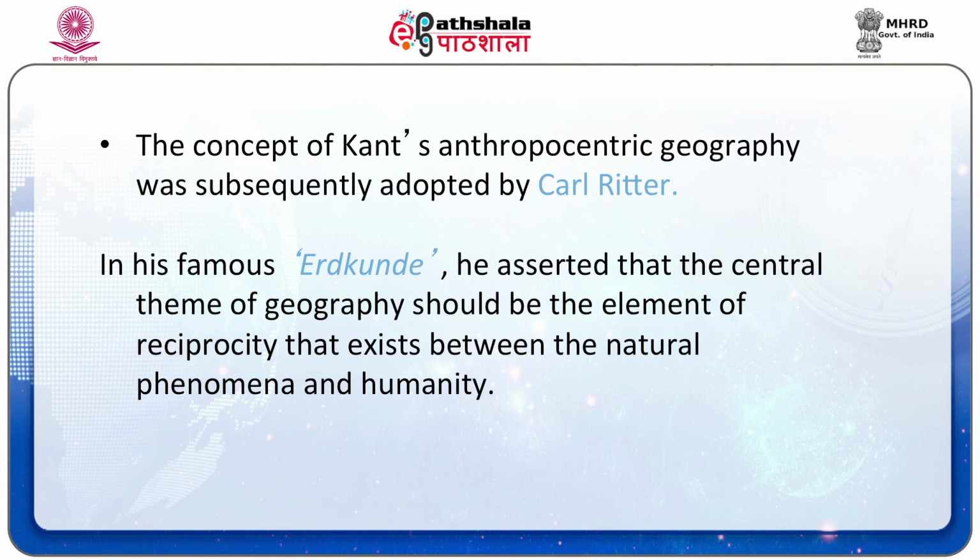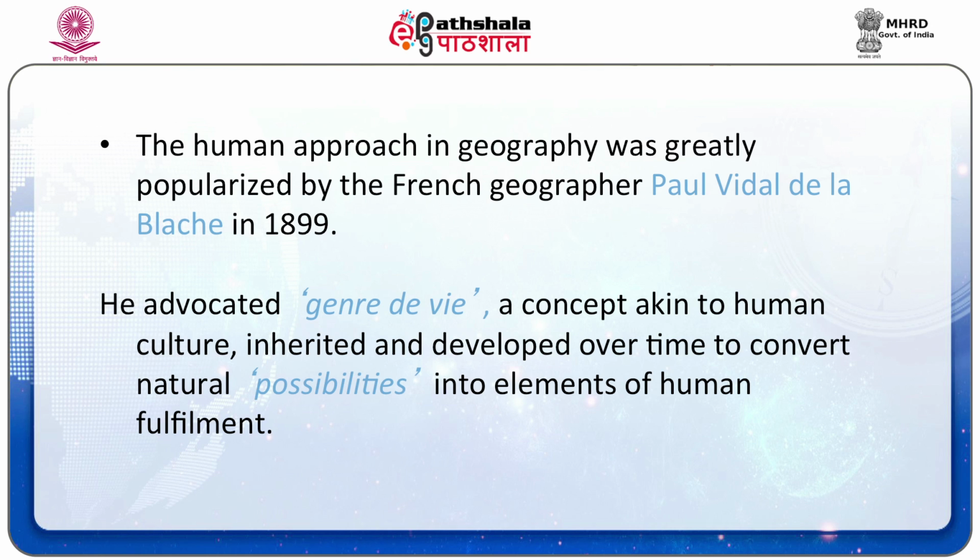Kant's concept of anthropocentric geography was subsequently adopted by Karl Ritter in his famous book Erdkunde, in which he asserted that the central theme of geography should be the element of reciprocity that exists between the natural phenomena and humanity. The human approach in geography was, however, popularized by the French geographer Paul Vidal de la Blache in 1899 with his introduction of a new dimension to the possibilistic philosophy. In fact, he may be regarded as the father of modern human geography.